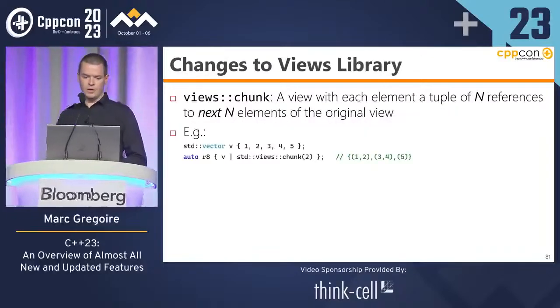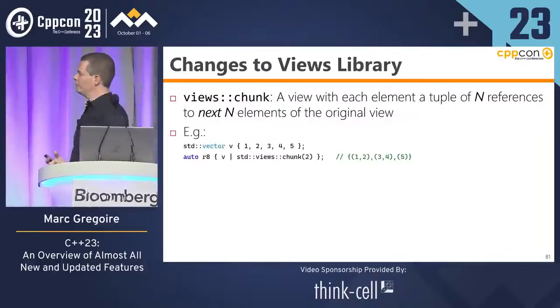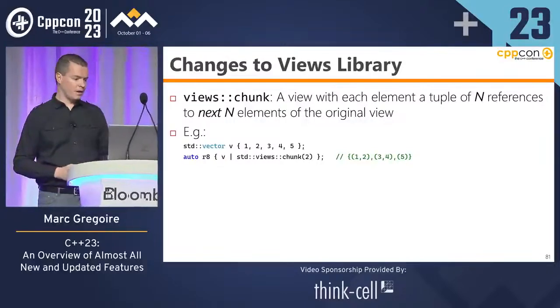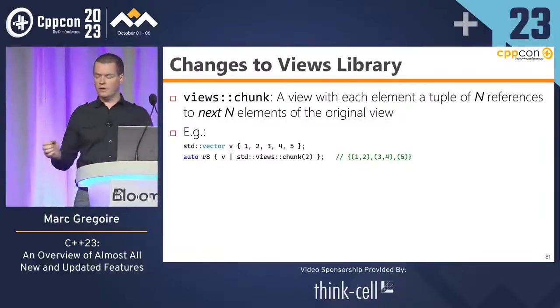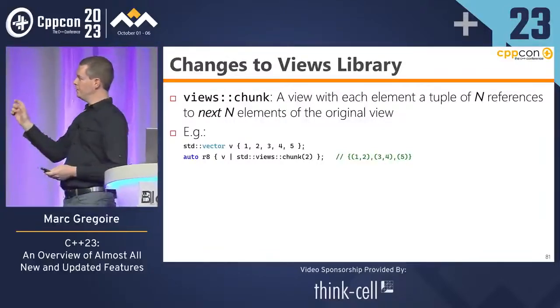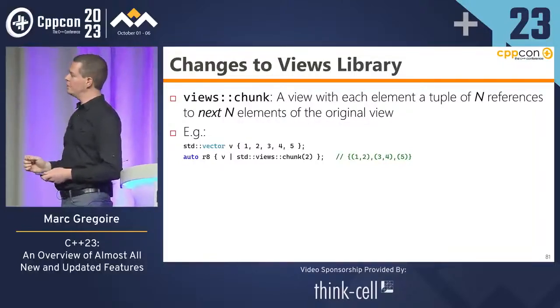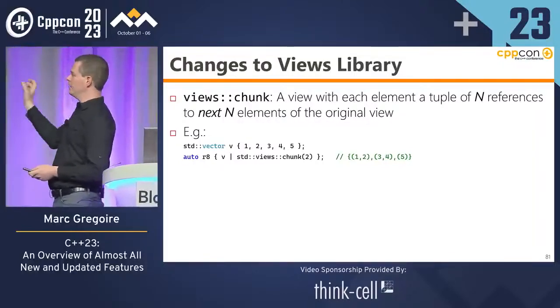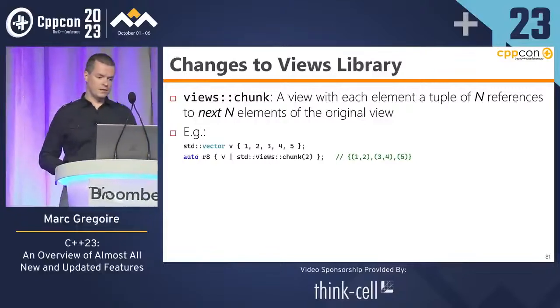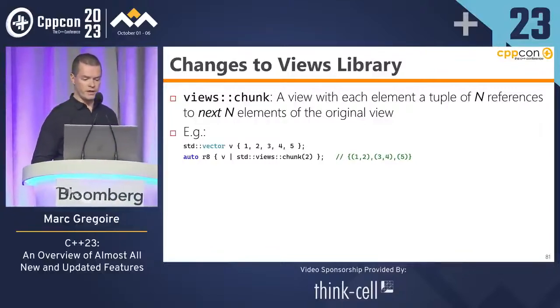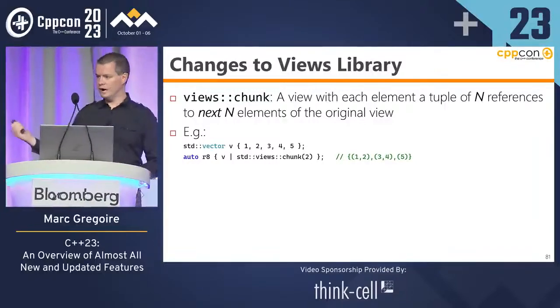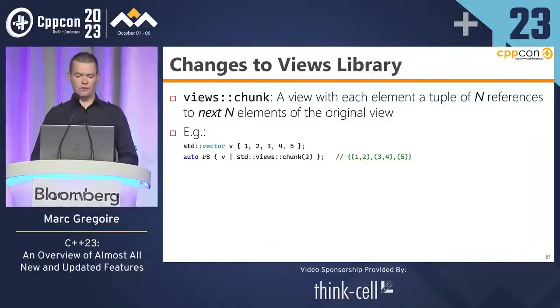Chunk. I have a vector of integers again, 1, 2, 3, 4, 5. And I say chunk by 2. And you see that the result of this is that it takes the first 2 elements of my vector, and that will be the first tuple of my resulting view. And then it slides along. The second tuple will be 3, 4, and the last one will just be 5, because in this case I have an odd number of elements.